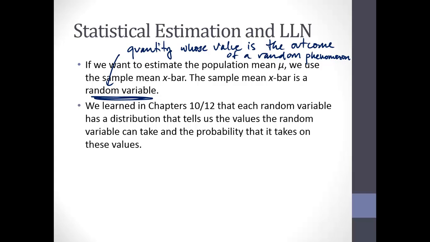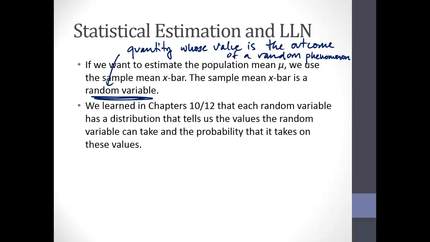So remember, a random variable is the outcome of a random phenomenon. Going back to that coin toss example, that's an example of a random phenomenon because I can flip the coin. I don't know exactly what I'm going to get, but the random variable will be some outcome of that. Just like that, if I take a sample, I don't know exactly what the sample mean is going to be. Right? It could be a bunch of different things.